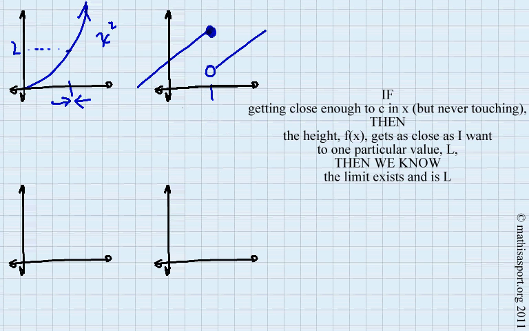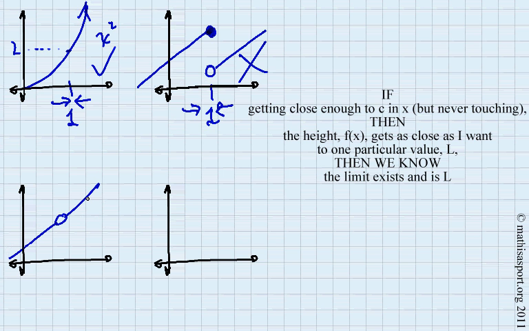The issue is, as I get closer and closer to this, does this get closer and closer to one particular height? Well, as I get closer and closer coming in from this side, it gets closer to this height. As I get closer and closer coming in from this side, it gets closer to this height. But these two heights are not the same. So whereas this has a limit, let's call this 1. This is just a suggestive diagram. Whereas this has a limit, we're going to say that the limit does not exist at 1 for this function.